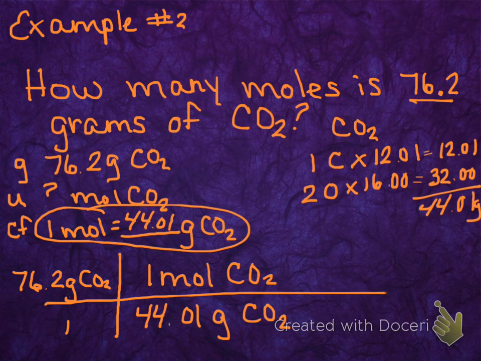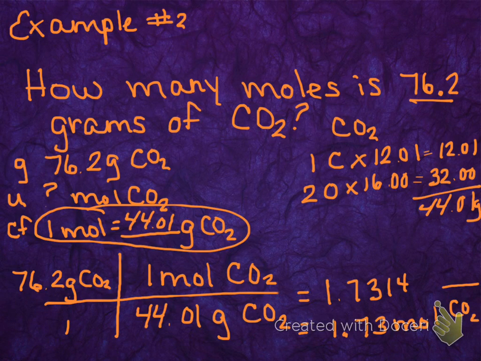If we do that math, plug it into our calculator, we're going to plug in 76.2 divided by 44.01. My calculator gives me 1.7314. If I look at my problem, I have 3 sig figs, so I'm going to round this to 1.73 moles of CO2. And that gives me my answer.